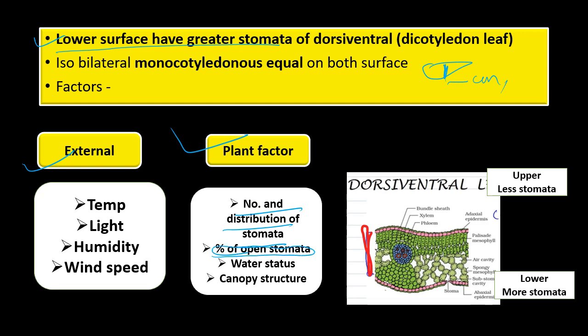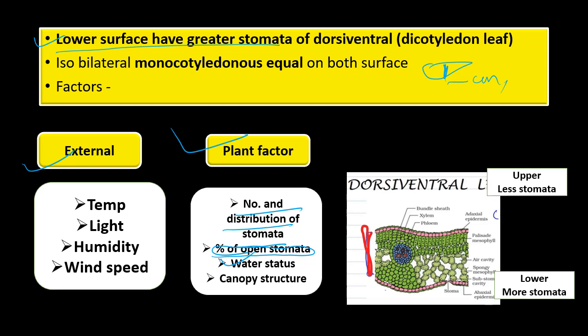Percentage of open stomata. Percentage of open stomata means, if the stomata are closed, then what happens? Transpiration does not occur. If more stomata are open, transpiration shows a higher rate. Water status: water status means if water is less, transpiration is also less.